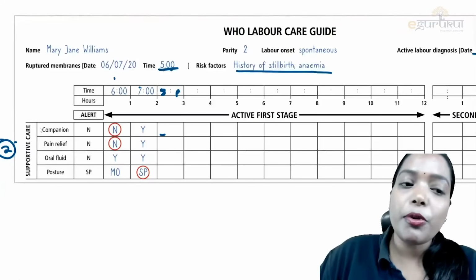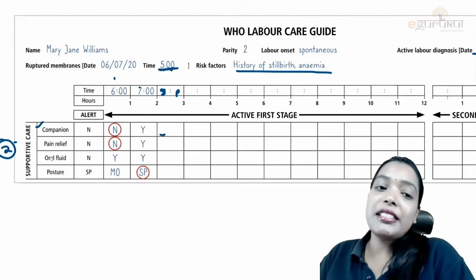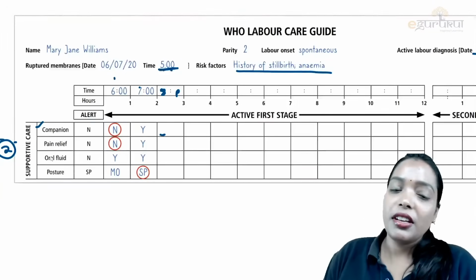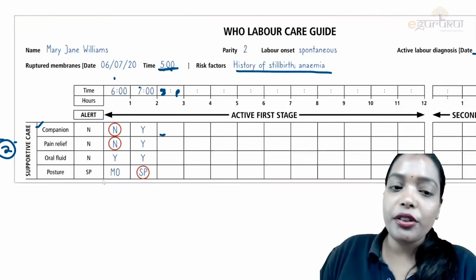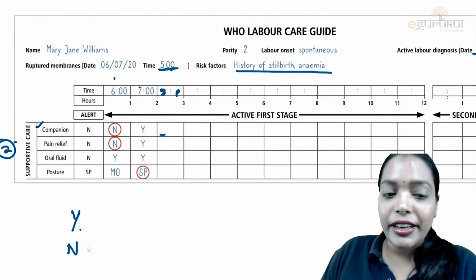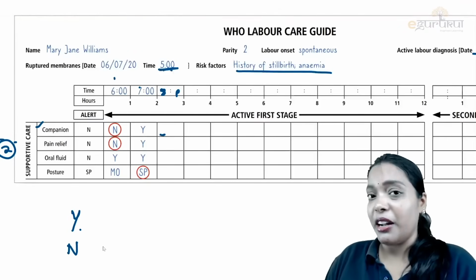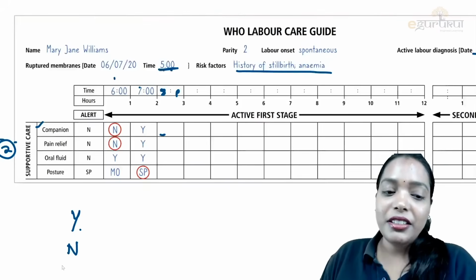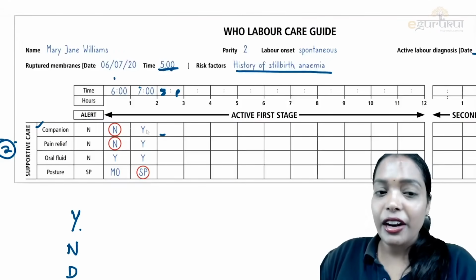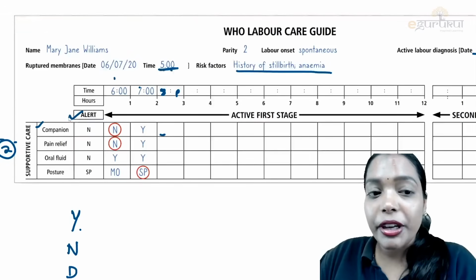So in section 2 supportive care we have companion. Whether there is somebody standing with her or somebody along with her, that is what companion means. If the companion is there, you're going to write it as Y. If the companion is not there, you're going to write it as N. If the woman declines, she tells, no, I don't want anybody, I'm peaceful being alone, then you're going to write D. Every hour you're going to check for it and write. See here, this is the alert column. Can you see the alert column?